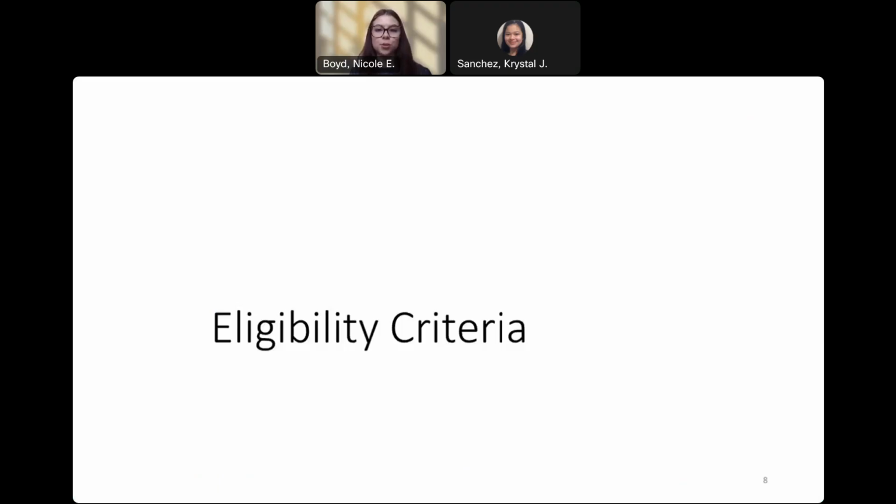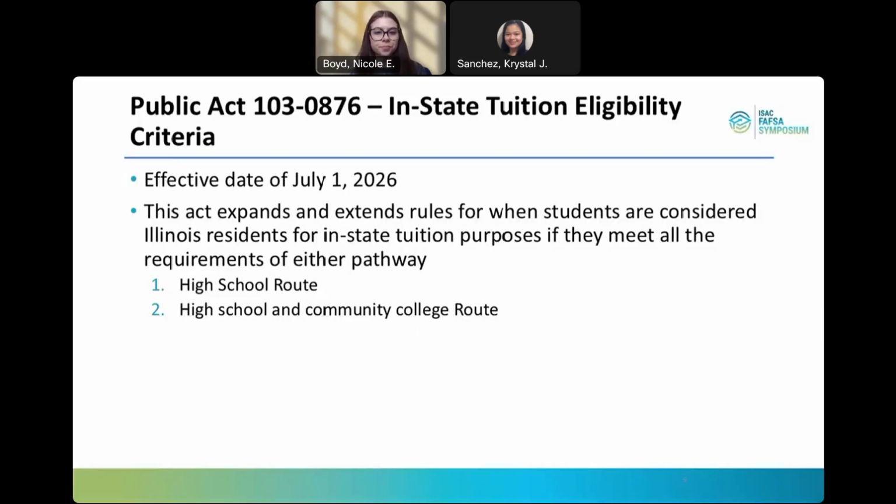So now we're going to get into the eligibility criteria for the RISE Act. So this is established in Public Act 103-0876. This established the in-state tuition eligibility criteria. So this will be taking effect July 1st of 2026. And this expands and extends rules for when students are considered Illinois residents for in-state tuition purposes, if they meet all of the requirements of either pathway. So there are two pathways. We will look at each in more detail.